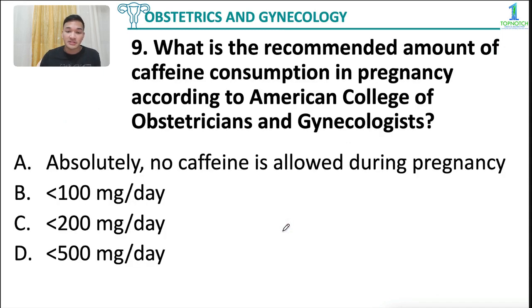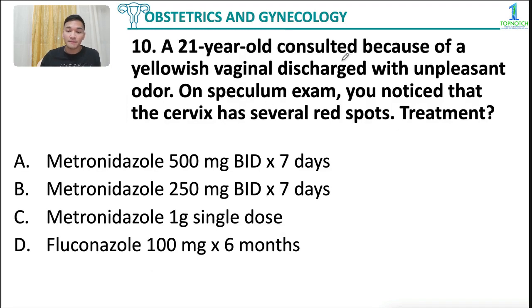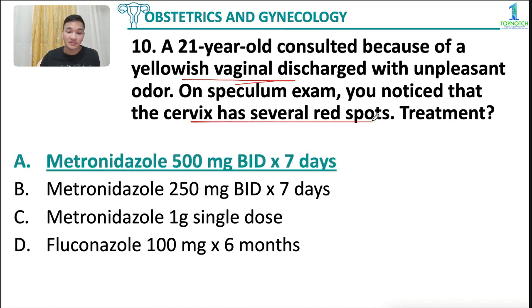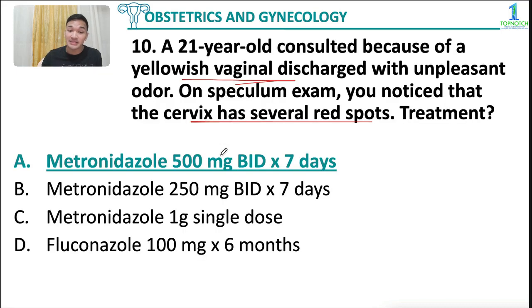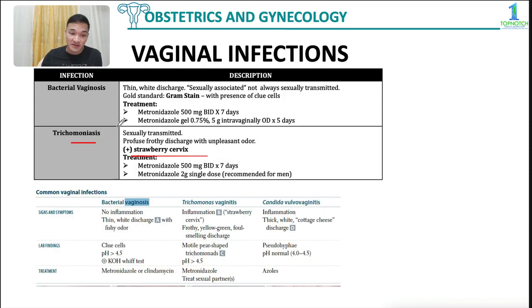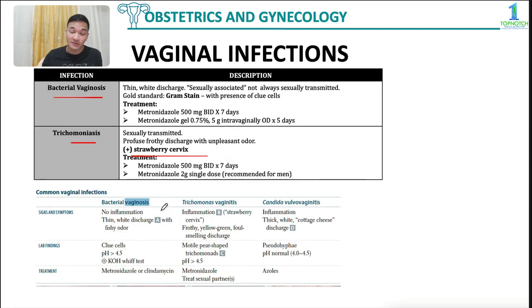Okay? So this is from First Aid again. What is the recommended amount of caffeine consumption in pregnant women? The correct answer is less than 200 milligrams per day. So this is from Williams. 21-year-old, yellowish vaginal discharge, several red spots. The correct answer is treatment was Metro for 7 days. Okay. So this is a case of trichomoniasis dahil may strawberry cervix siya. Several red spots, yellowish vaginal discharge. Kasi if it were BV, bacterial vaginosis, the discharge would not be colored. The discharge would not be yellowish if it were BV.